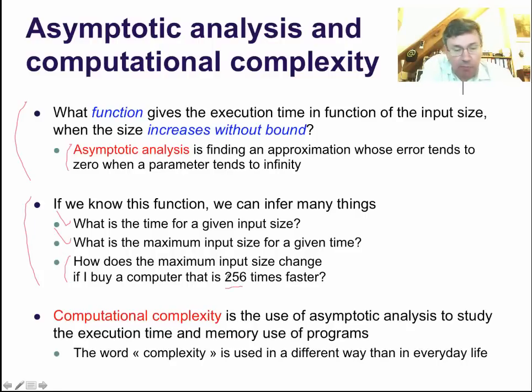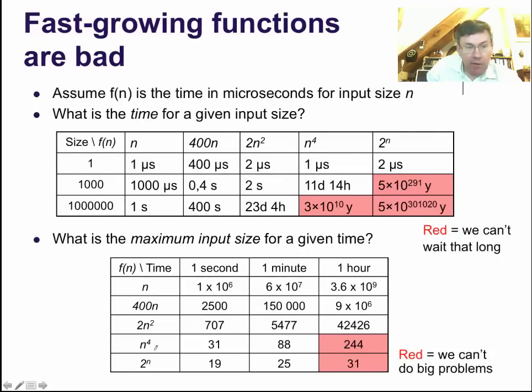faster, for example. So computational complexity is the use of asymptotic analysis to study execution time and memory use of programs. Note the word complexity here is used in a different way from everyday life. So assume now f of n is the execution time in microseconds for an input size n.